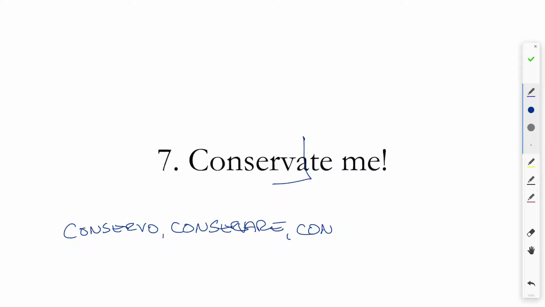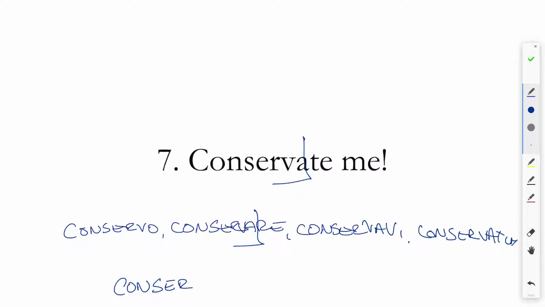Conservare, conservavi, conservatum. So conserva equals you, just you, one person: save. But if I want to say, hey, y'all, save me, throw me a rope or something, I would say conservate. Conservate also means save.